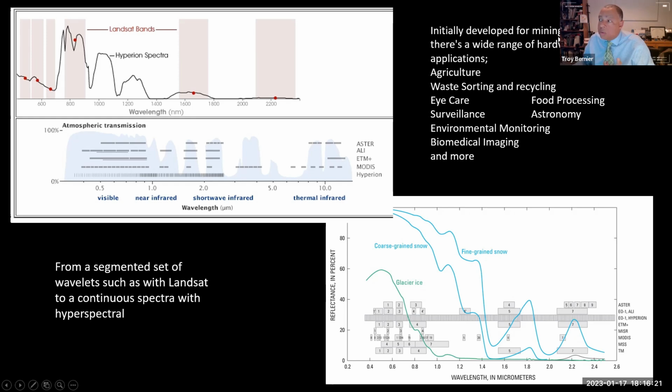And of course, this technology was initially developed for mining and geology, back in the 90s and early 2000s. But now, due to advances and reduction in size of equipment and cost, we have this in agriculture, waste sorting and recycling, and eye care. If you've been to the eye doctor recently, they have methods where they can tell how healthy your eye is based on the hyperspectral imagery that they collect.